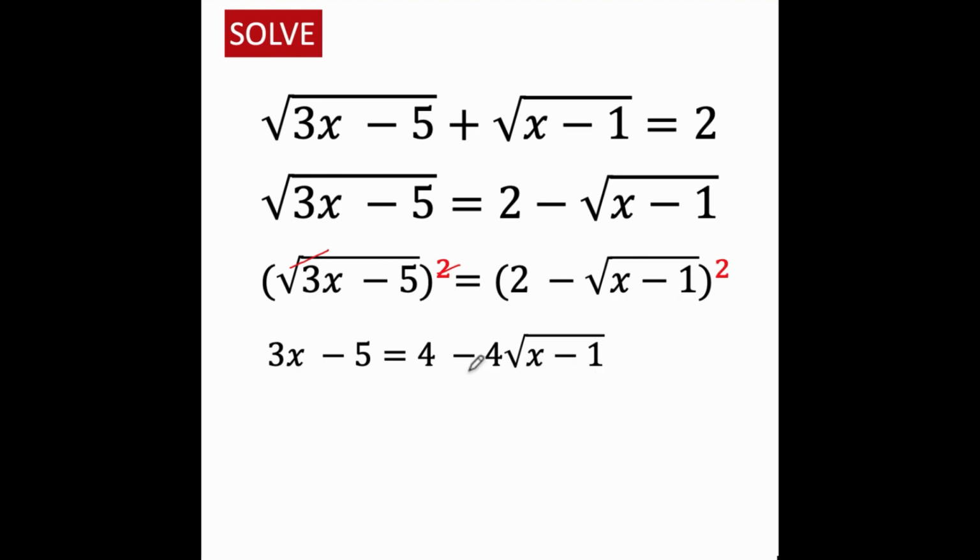We copy the minus sign. Then we square the second term. That would be easier because we will be able to eliminate the square root and the exponent 2. So we have x minus 1. Then let's gather all those like terms, and this is what we have.